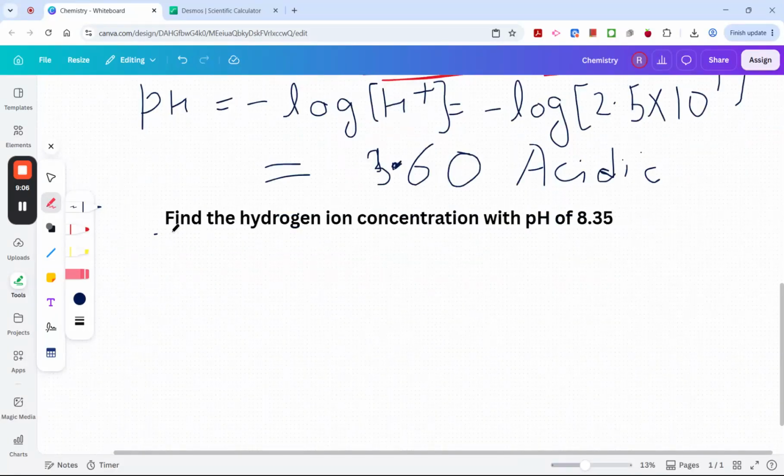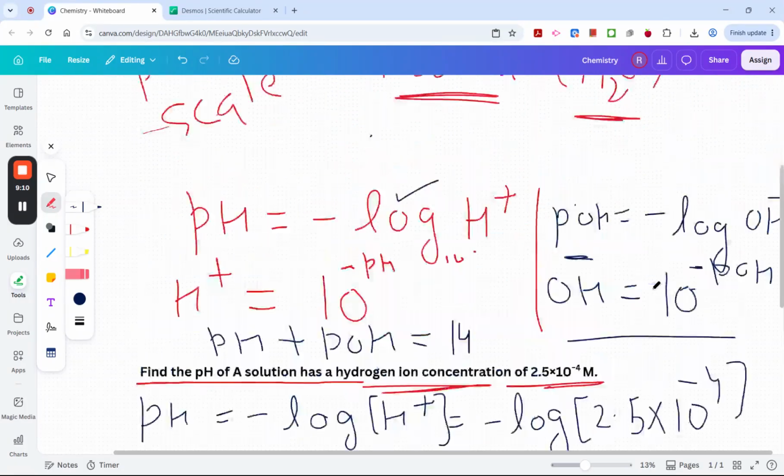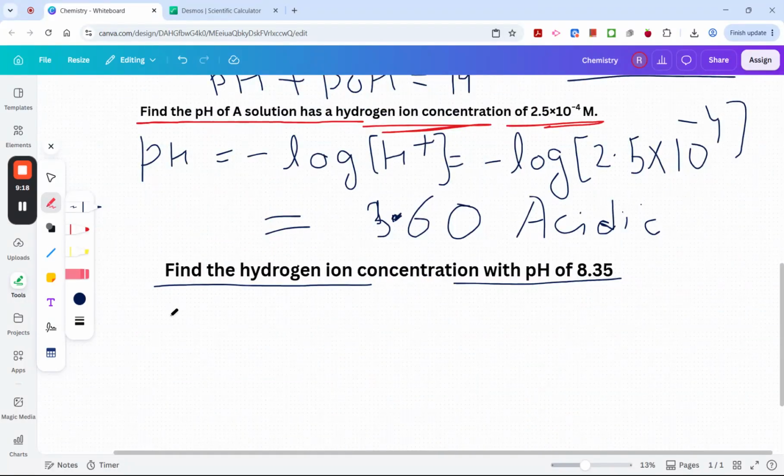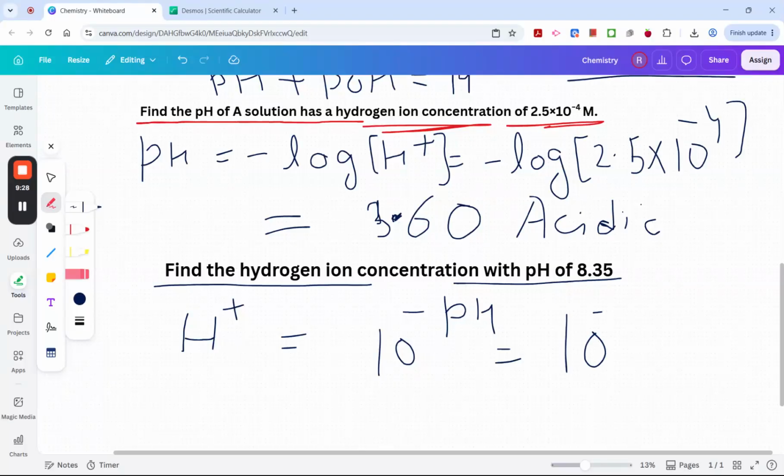Next question. Find the hydrogen ion concentration. Now pH is given to you. What to do? We have our simple formula. You have to find the hydrogen ion concentration, pH is given to you. Write the formula: hydrogen ion concentration is 10 raised to the power negative pH, 10 raised to the power negative 8.35.